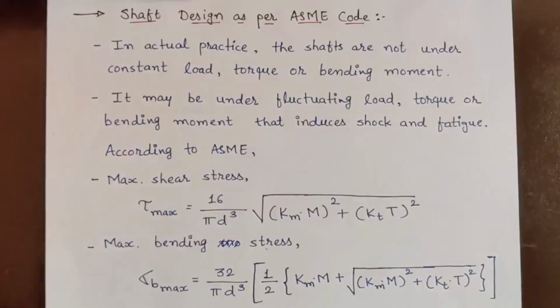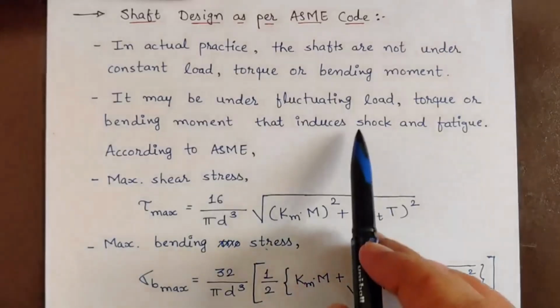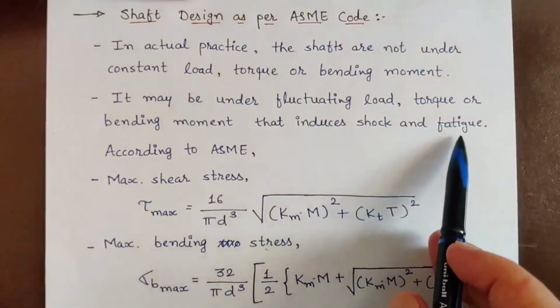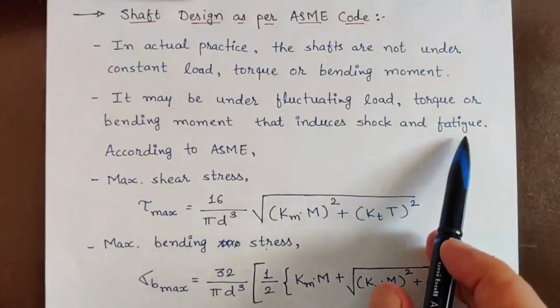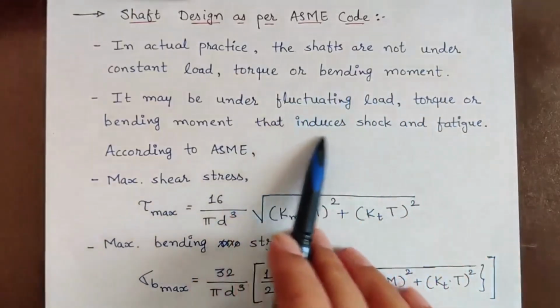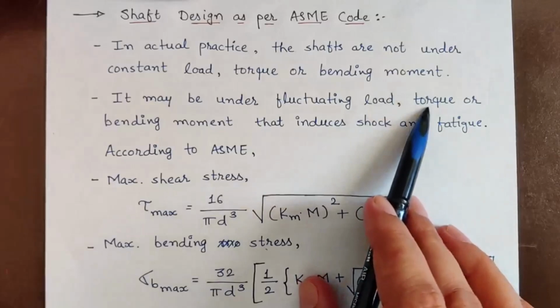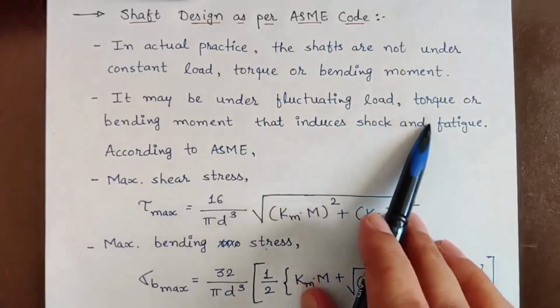In this video, we will learn about design of shaft as per ASME code. Now, in actual practice, the shafts are not under constant load, torque or bending moment. As we know, the load may be fluctuating, torque may be fluctuating, or even bending moment can be fluctuating. Due to that fluctuating load, it induces shock and fatigue in the shaft. So we cannot design the shaft for this type of loading using our standard equation. So we have to modify that equation.